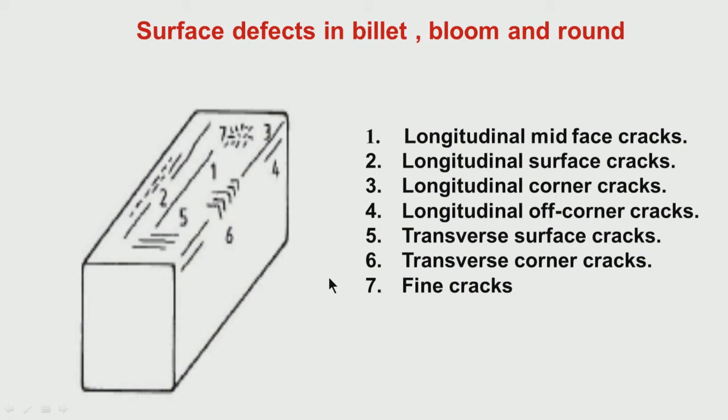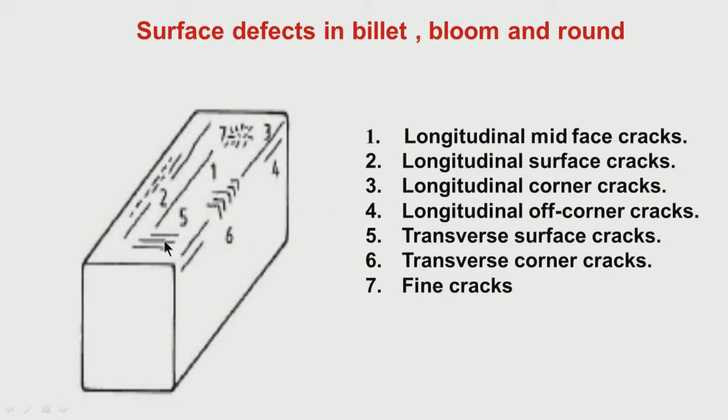Now, look at this crack 4. This is not exactly at the corner, but it is slightly off from the corner. So, we call it a longitudinal off corner crack. Again the direction is longitudinal, but we call this one and this one longitudinal off corner cracks.